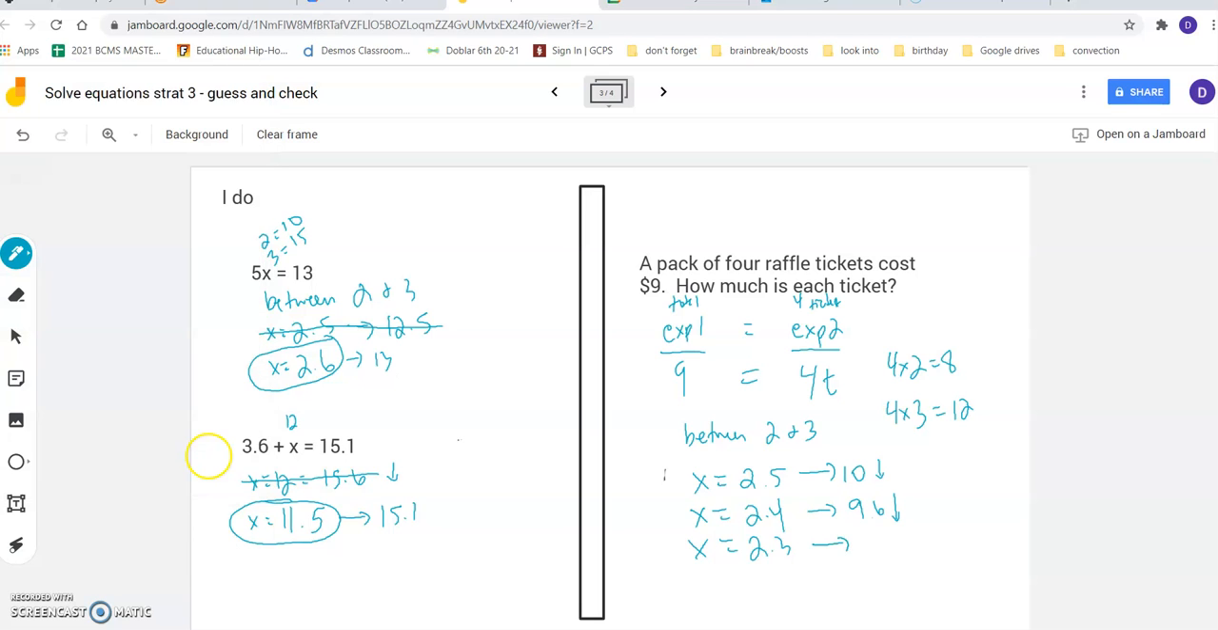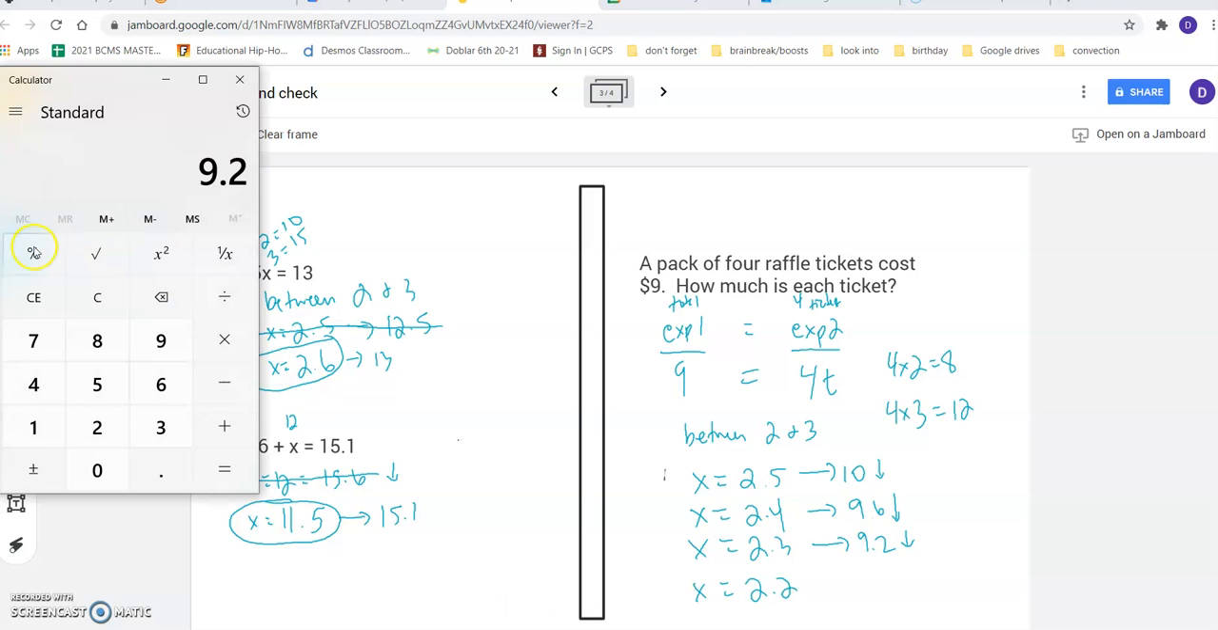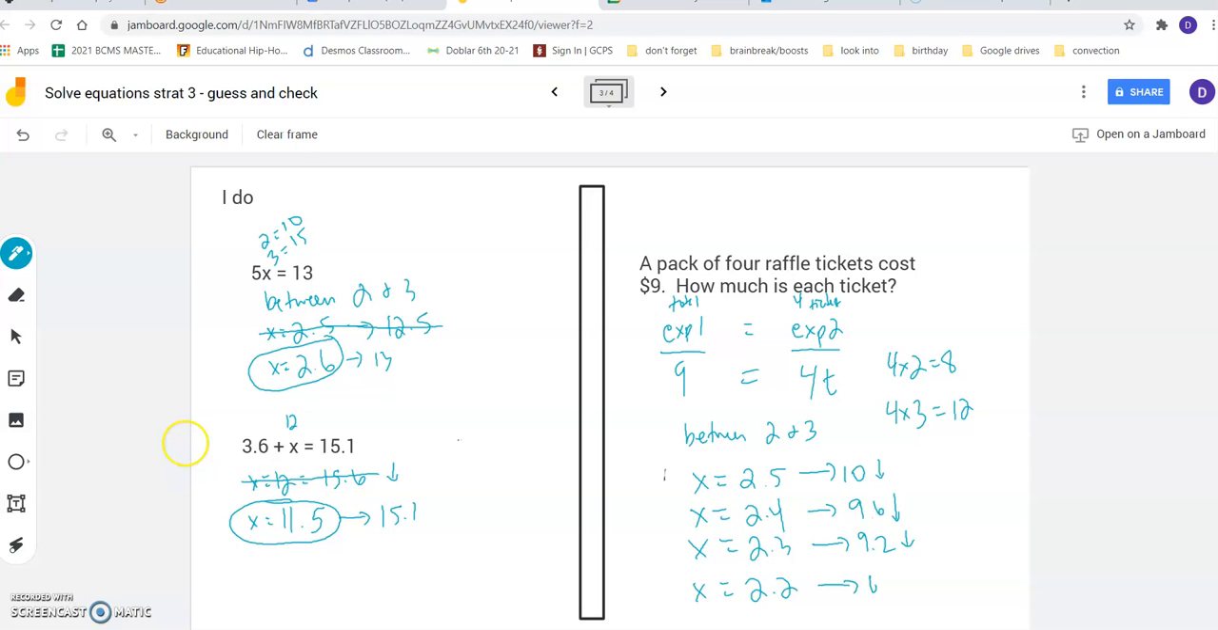Still too high. So I need to go lower. Try 2 2/10. Clear. 2 2/10 times 4 is 8 8/10. That's too low. So I need something higher than 2 2/10, lower than 2 3/10.